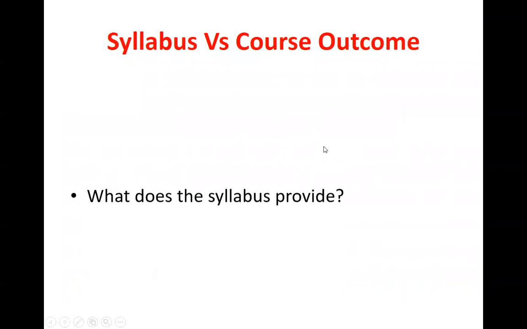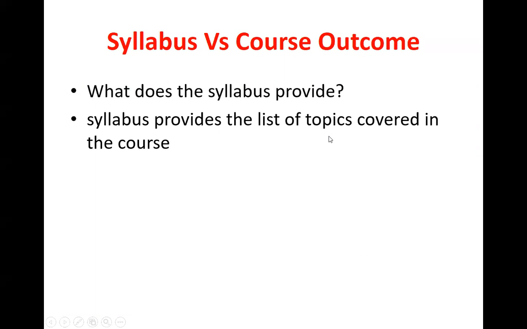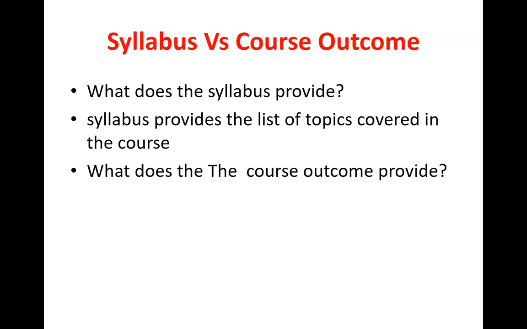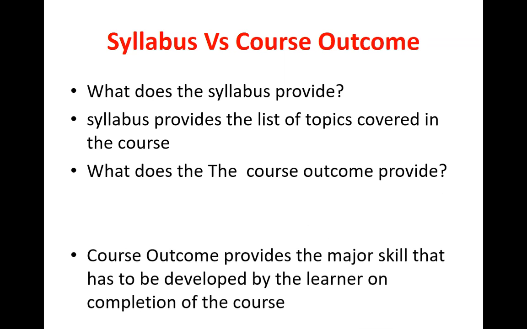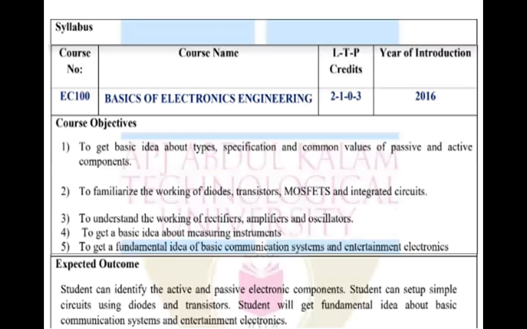So, syllabus versus course outcome. The syllabus, as we know, provides the list of topics covered in the course. And what does the course outcome provide? The course outcome provides a major skill that has to be developed by the learner on completion of the course.